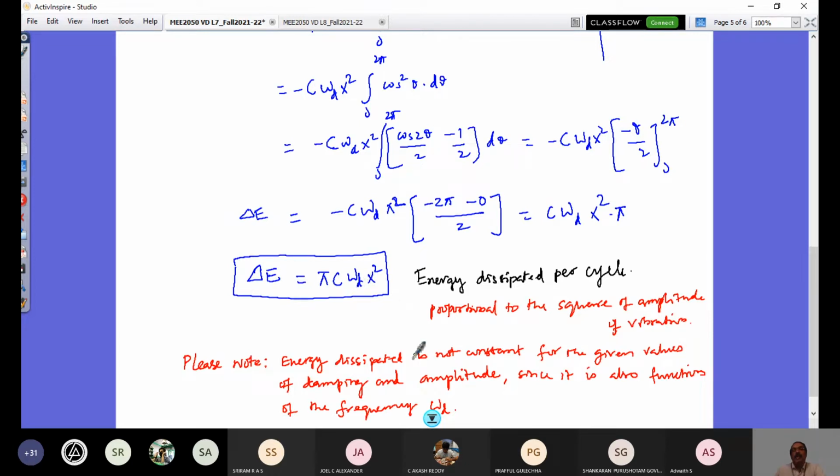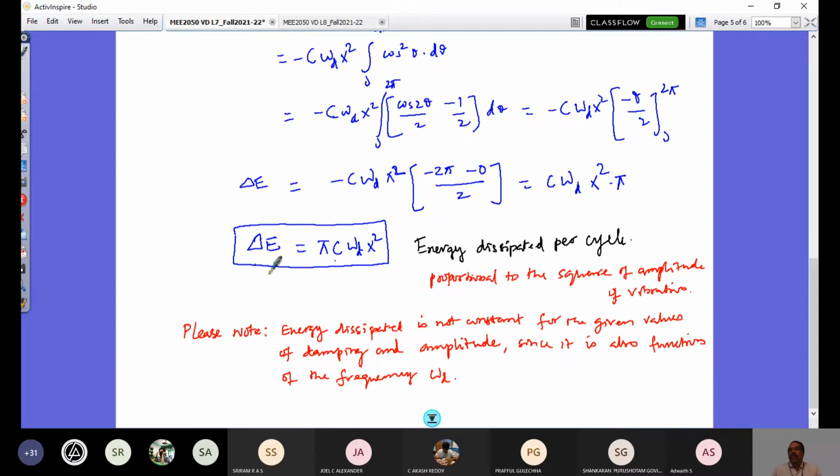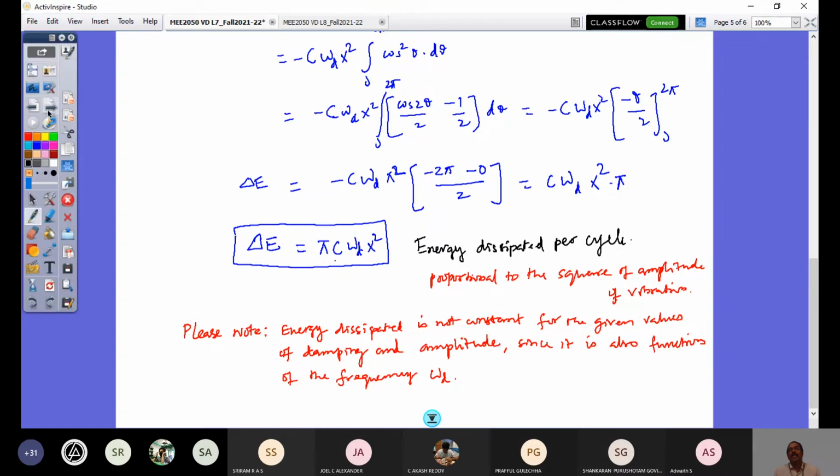So if I say the energy dissipated for the given values of damping and amplitude, that is x and c, is it fixed? No, it is also going to depend on the excitation frequency, which we should always remember. So if we have understood this expression, it is very essential in solving problems. If it is asked what is the energy dissipated during damped vibration, you should be able to use this formula to find out.